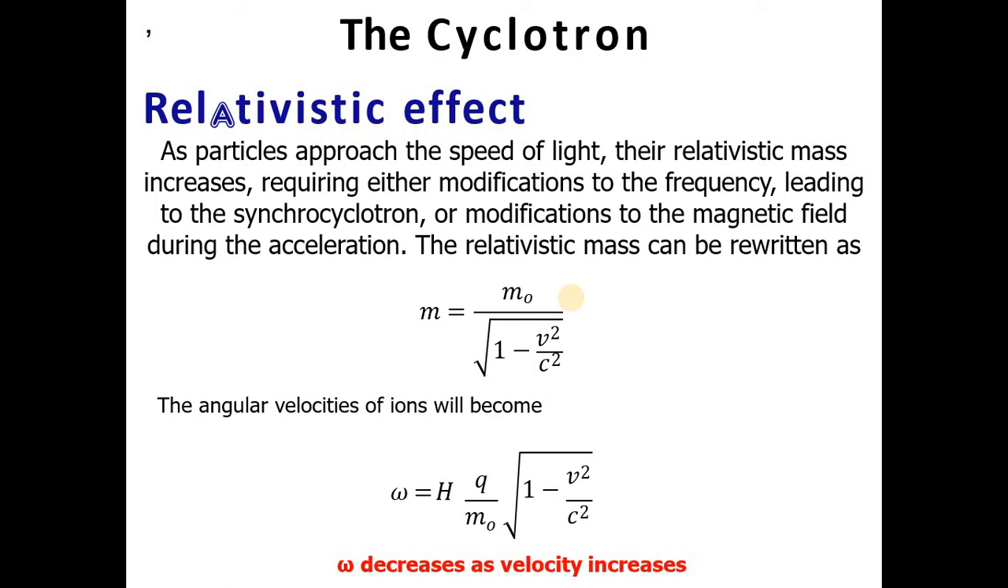Let's talk about the relativistic effect. As a particle approaches the speed of light, its relativistic mass increases, requiring either modifications to the frequency, leading to the synchrocyclotron, a subtype of the cyclotron, or modification to the magnetic field during the acceleration. With the relativistic mass, the angular velocity of the ion will become different, where omega decreases as velocity increases from the above relation.